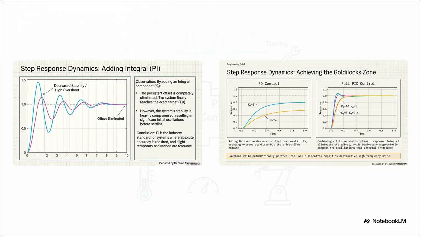In one scenario, we have a PI controller. Remember, integral eliminates the offset, but it heavily compromises stability, giving you those massive, wild waves. But in the full PID scenario, by tuning in that derivative component, applying those anticipatory brakes, we aggressively dampen those oscillations. The mathematical tuning of these specific gains allows the system to hit the absolute Goldilocks zone of performance: fast, perfectly accurate, and highly stable.